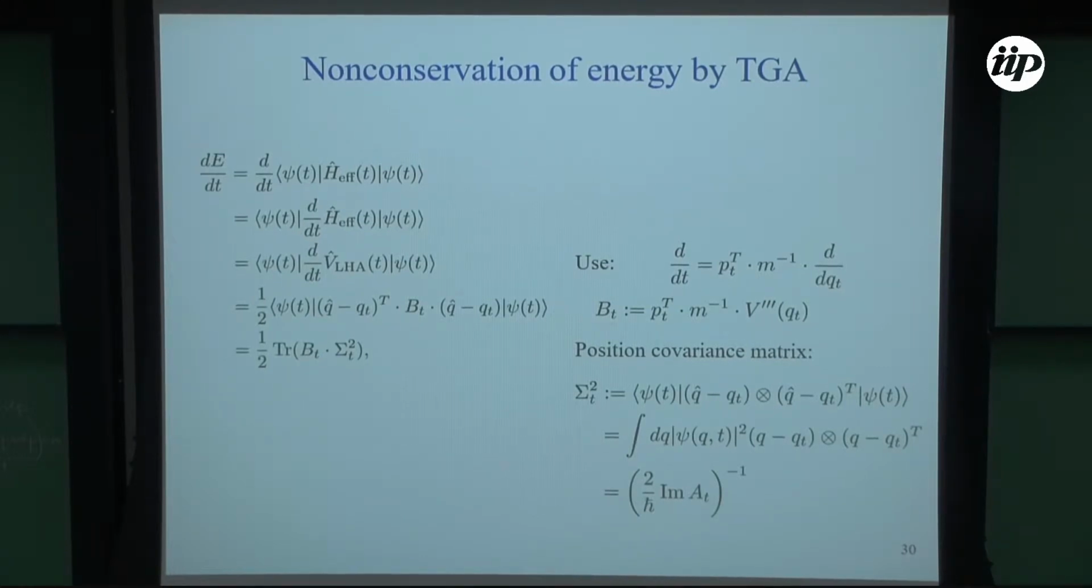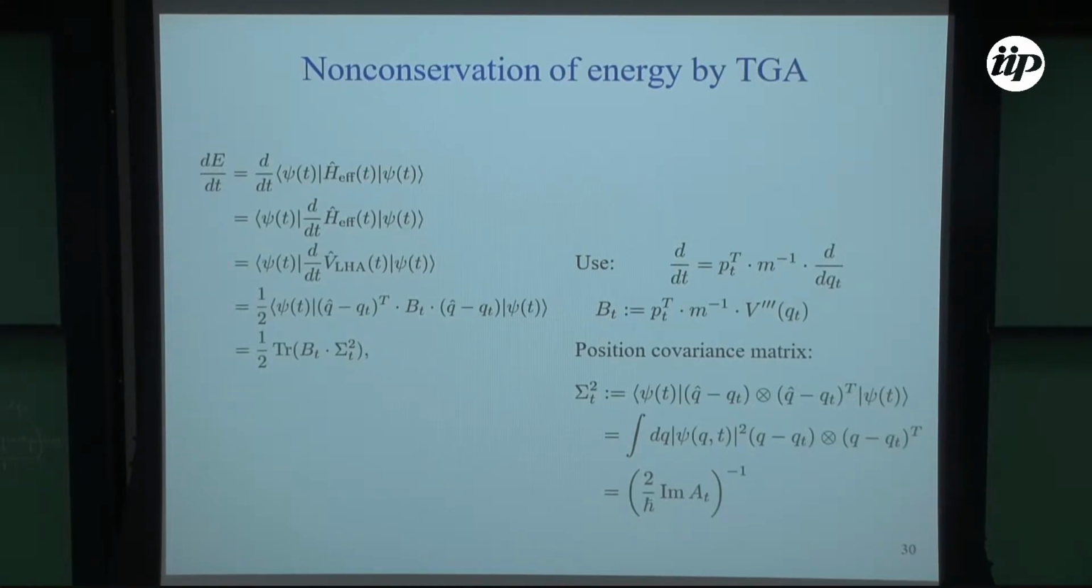As I told you, TGA doesn't conserve energy, which is not surprising, because the effective potential is time dependent. If you look at the time dependence of the energy, you differentiate the expectation value with respect to time. Because the wave function satisfies the Schrödinger equation, you can put the derivative just on the Hamiltonian. Then, of course, kinetic energy is time independent, so you just differentiate the local harmonic approximation for the potential. And then you use a nice trick, the chain rule for the time derivative with respect to the coordinates, and there are beautiful cancellations of the energy, gradient, and Hessian. But the one thing which you cannot cancel, and the only thing, is the third derivative of the potential, so that the energy changes according to the trace, where you have the third derivative of the potential and the covariance of the wave packet, the position covariance. We also heard about that one.